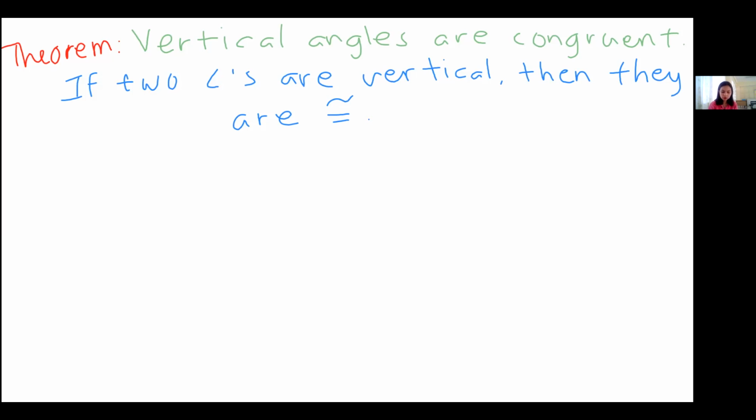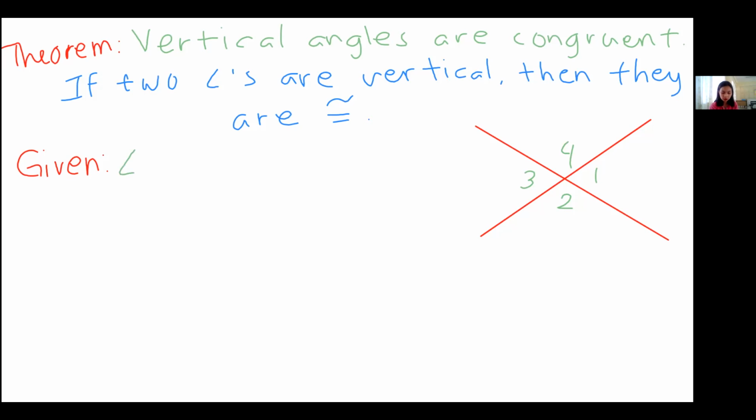Okay? So, our given for this problem, wait lang, i-drawing ko pala muna. Ayan. We have here this vertical angle. So, lagyan na natin siya ng angle 1, 2, 3, and 4. So, yung given lang po dito ay, anong given natin? Angle 1 and angle 3 are vertical angles.